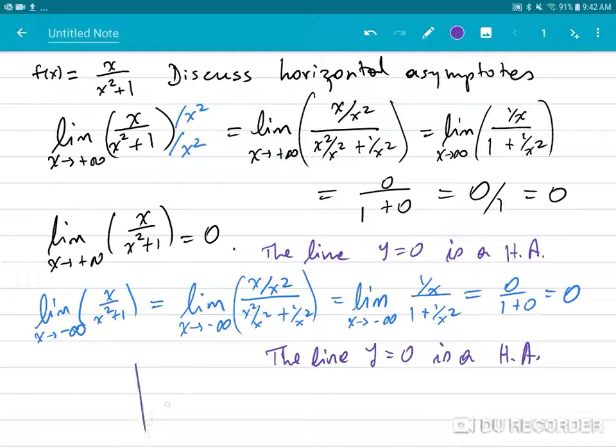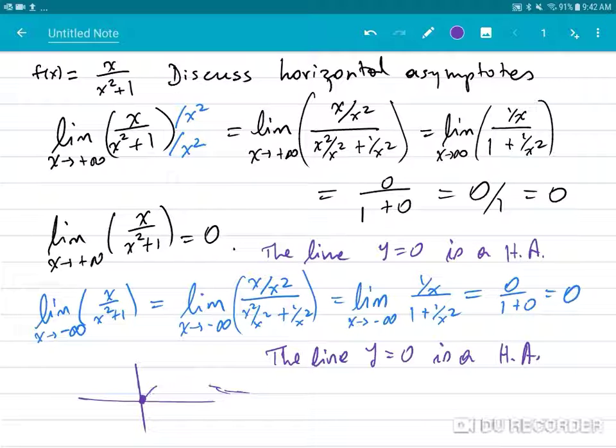If I can briefly draw the graph of this function, it's going to hit 0 when x equals 0, because if you put 0 in here, it gives you 0 over 0 plus 1. So at x equals 0, the y value is 0. When x is positive, this is positive, so it's above the x-axis. When x is negative, the whole thing becomes negative because the denominator is always positive.